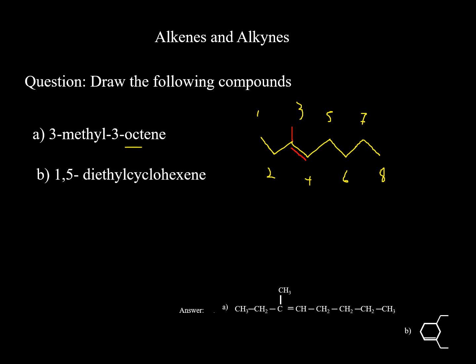And that matches here. On the bottom is a condensed structure. I drew this skeletal form. For the next one, 1,5-diethylcyclohexene. So let's draw the hexene. Let's draw the double bond right here. Then we number 1, 2, 3, 4, 5, 6. On carbon 1 there's an ethyl, so 1, 2. And on carbon 5 there's another 2 carbons. So that would be our structure of 1,5-diethylcyclohexene.